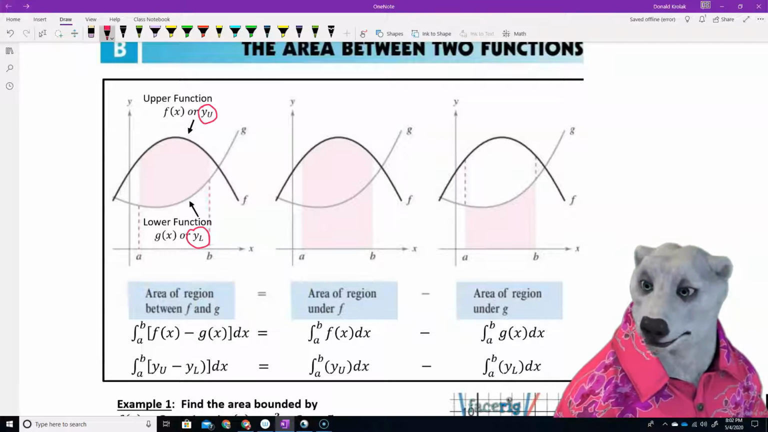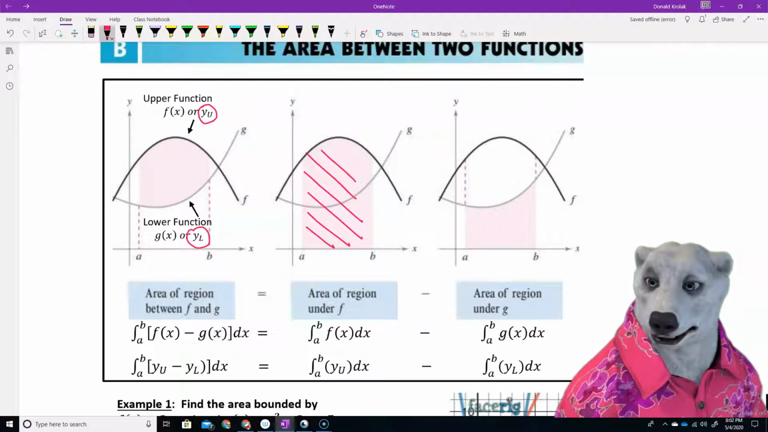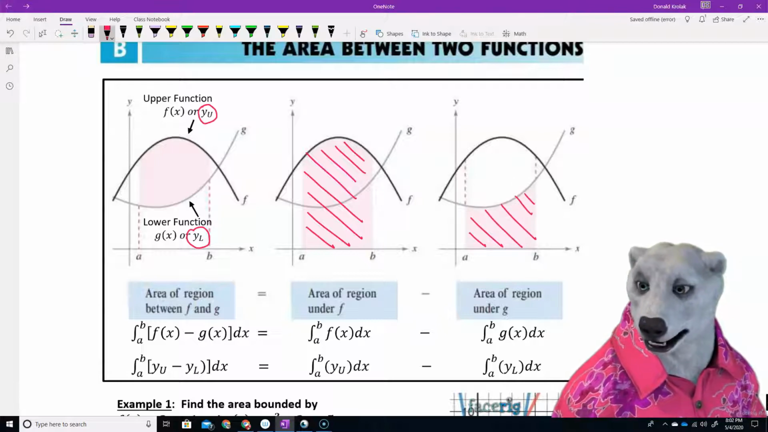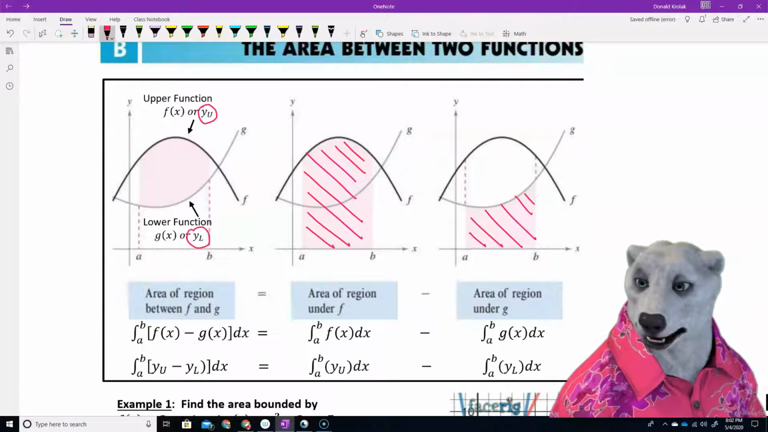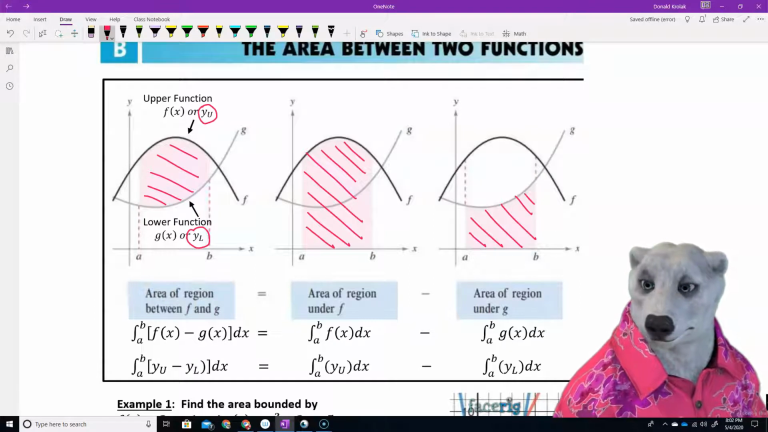To find the area between these two functions, we're going to subtract their integrals. By taking the upper function and finding the integral, we're finding this entire area. Then if we take away the area beneath the lower curve and the x-axis, we're left with the area between the two curves. So to find the area between two curves, you take the upper function, subtract the lower function, and that's your integral.